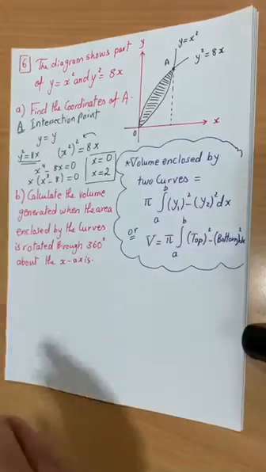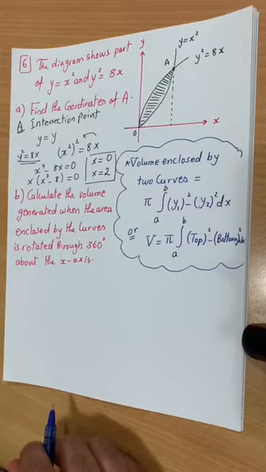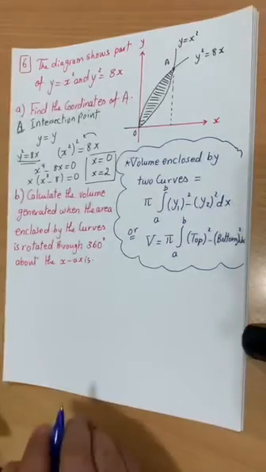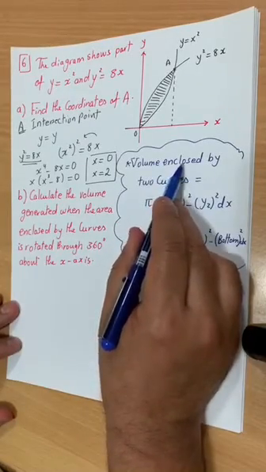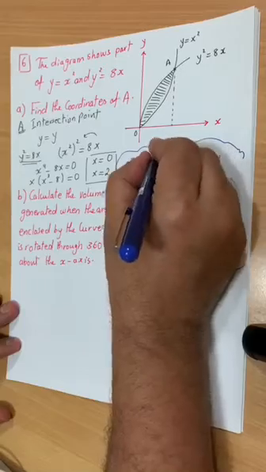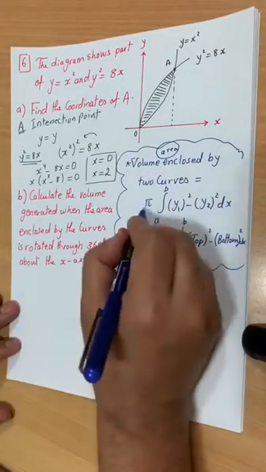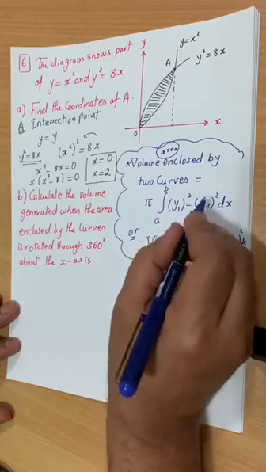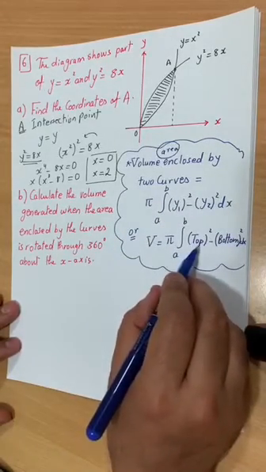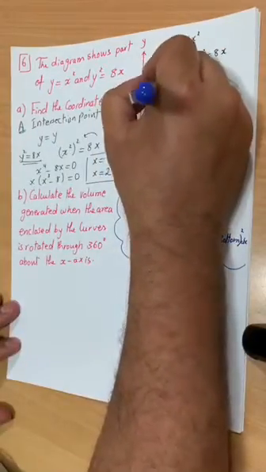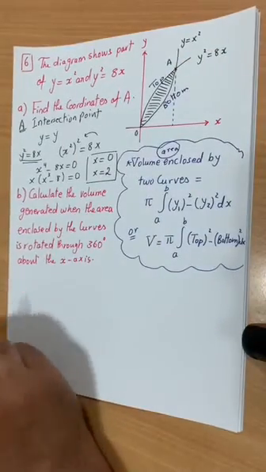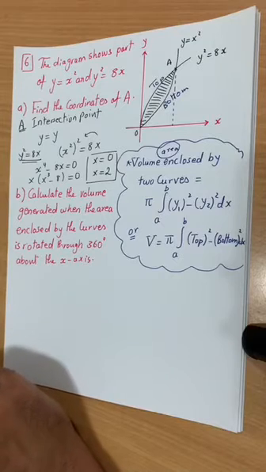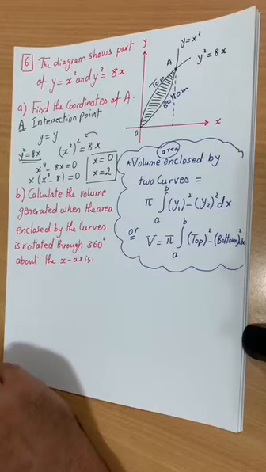So remember that as we did in the area, for any shaded area between two curves or a curve and a straight line, we have to do top minus bottom. So we're going to do the same thing, but you have to square each one individually. So the volume of the area enclosed by two curves is pi integration from a to b, y1 squared minus y2 squared, or you can say top squared minus bottom squared. From the shaded area, this is the top and this is the bottom. You can state easily that top is the upper part of the shaded area and bottom is the lower part of the shaded area.